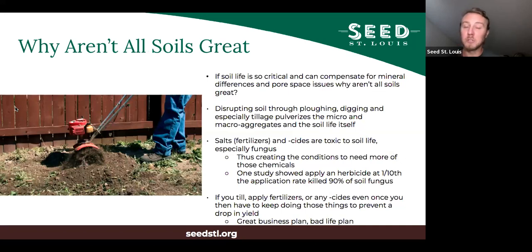So then why aren't all soils just phenomenal? If soil life is so critical and can compensate for mineral differences and pore space issues, then shouldn't all soils be great? This sounds great in theory, but why isn't everybody doing this, if this is a thing? Well, part of it is that disrupting soil through things like plowing, digging, and especially tillage, which pulverizes the soil, literally churns up and slices up things like worms and fungus and microaggregates and basically everything except bacteria.